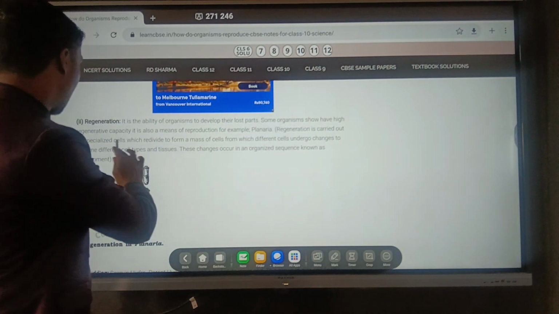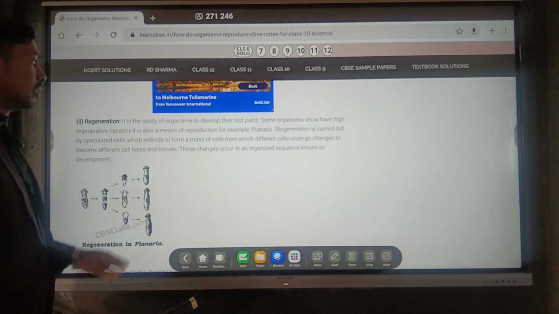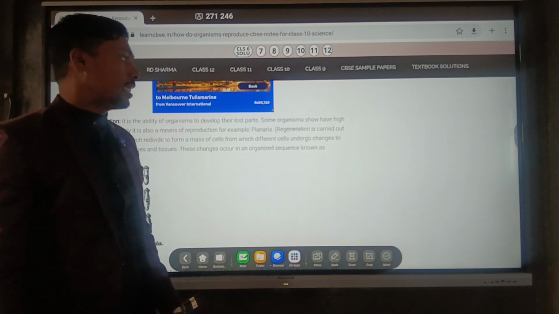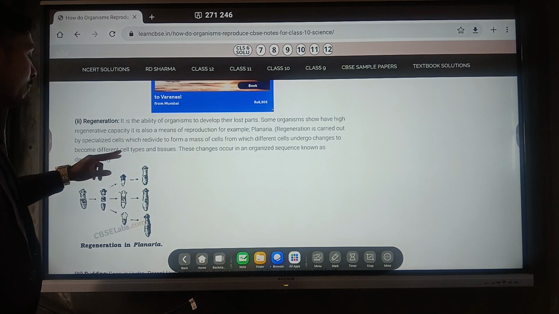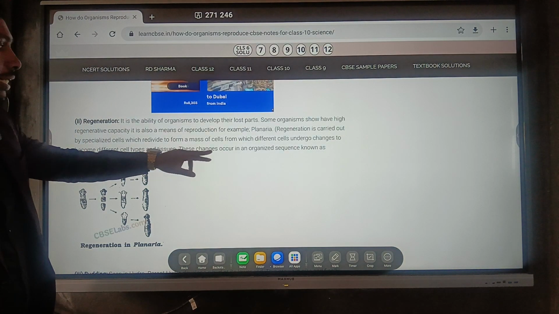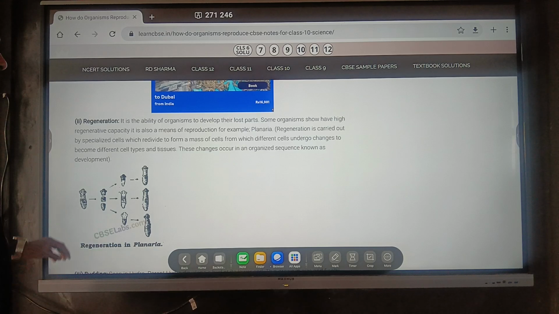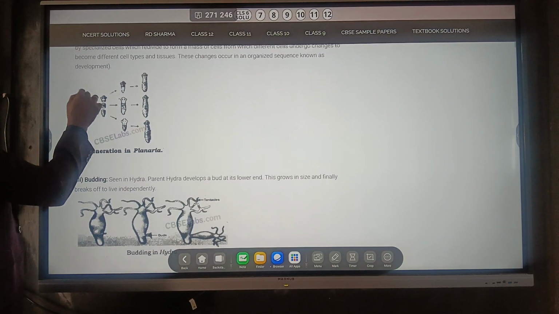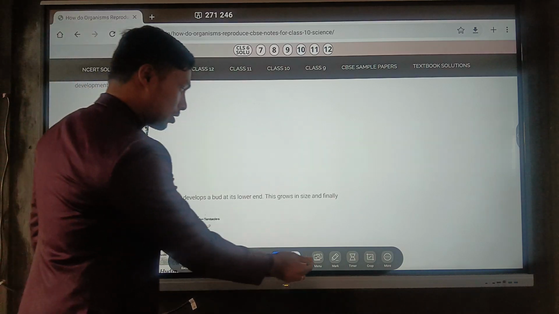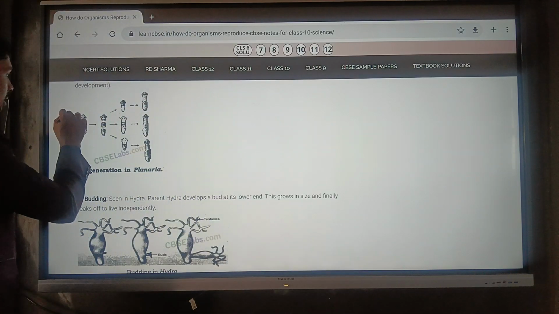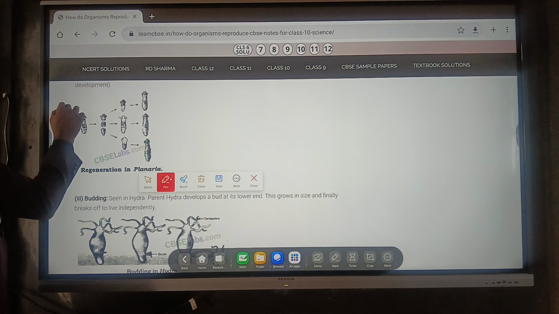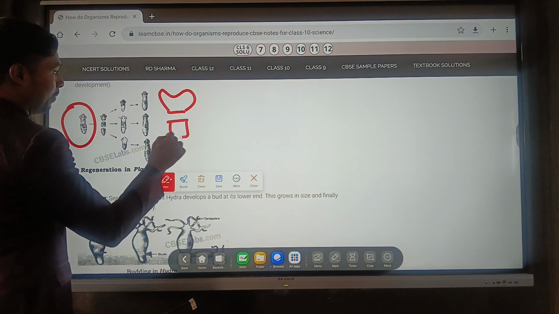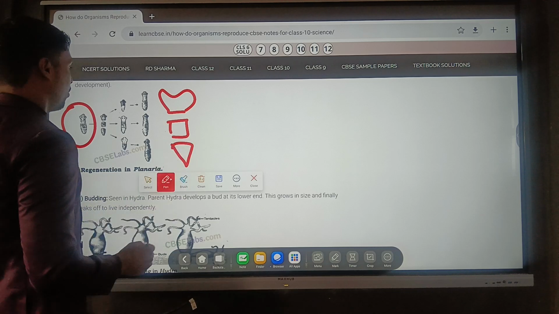Regeneration is carried out by specialized cells which divide to form a mass of cells, from which different cells undergo changes to become different cell types and tissues. These changes occur in an organized sequence known as development. You can see here one planaria, the whole body given in the picture. So this is called planaria. This planaria has its head part cut down, then the mid part cut down, then the tail part cut down.